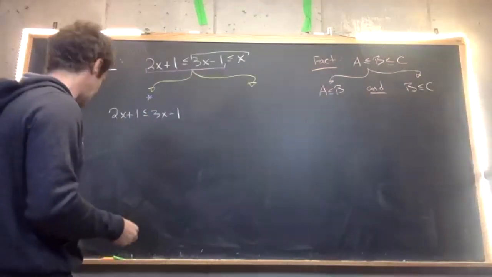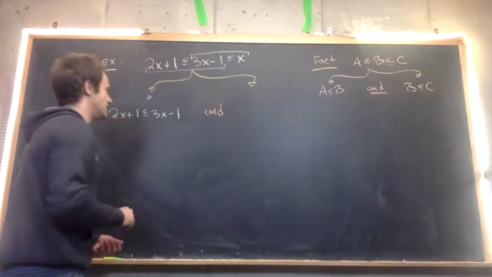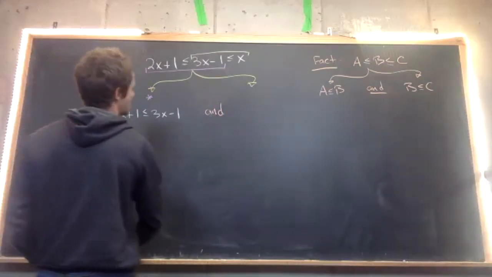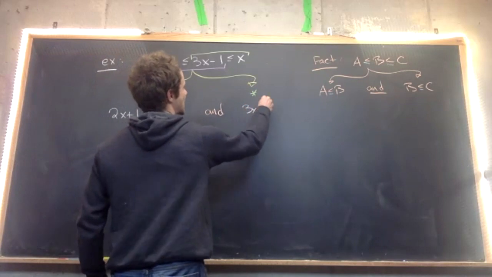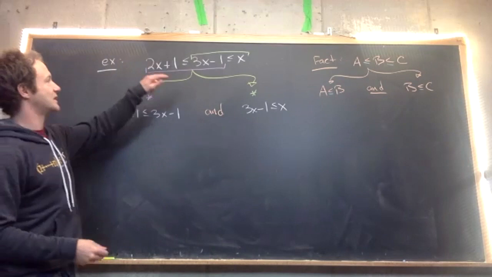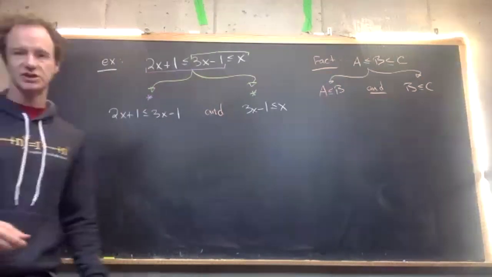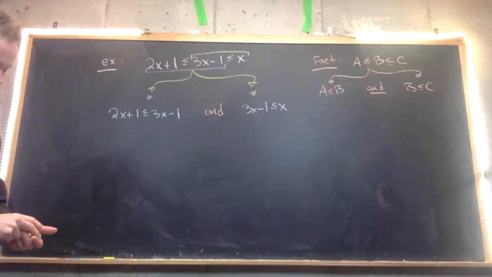And then we have an and statement between them. And then the green one is going to become 3x minus 1 less than or equal to x. So there we've split this compound inequality into two inequalities joined with an and statement.